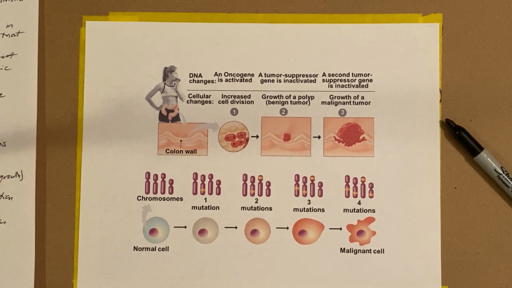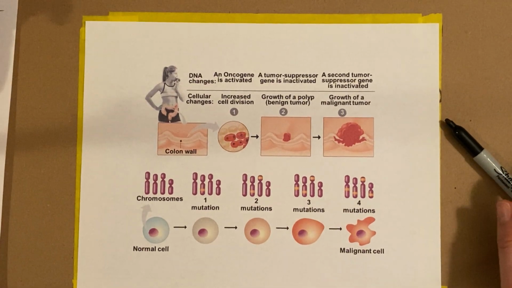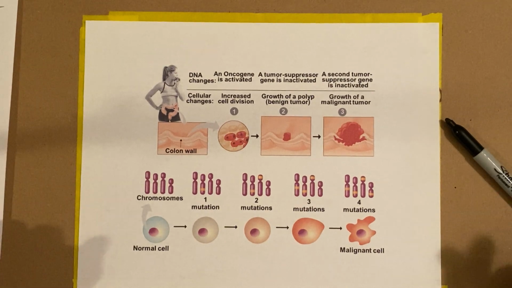And then ultimately it could lead to malignant cells, which can move to other parts of your body and cause major damage. Okay, and so all of this is going to be involved in gene regulation, helping to regulate when things are going to be made and when things aren't.